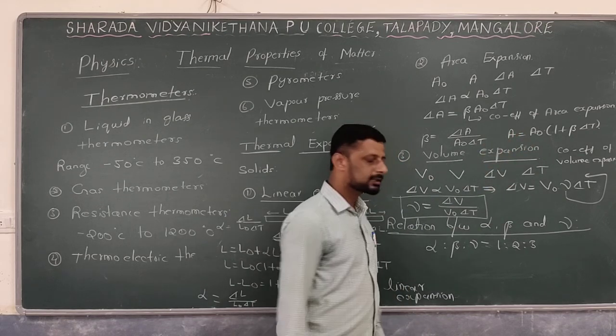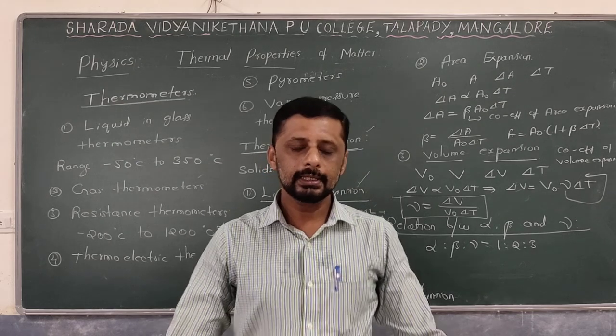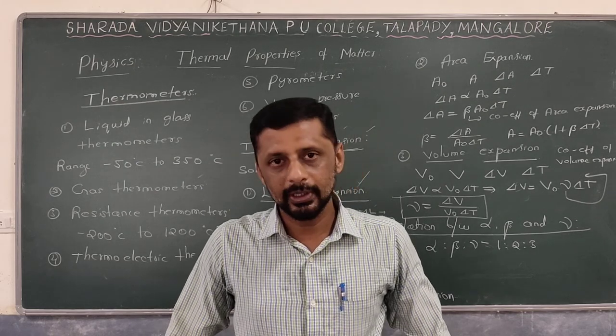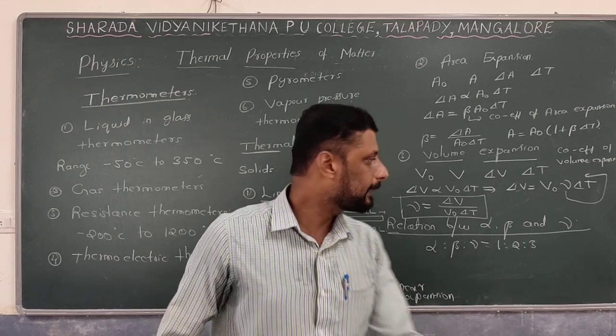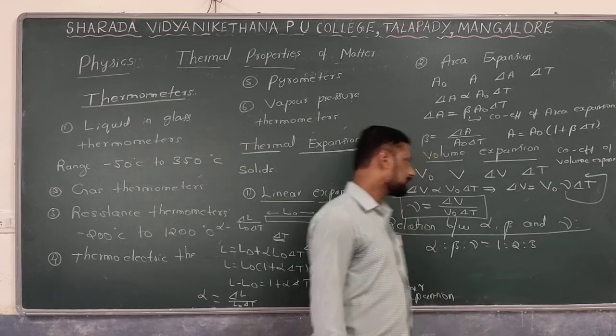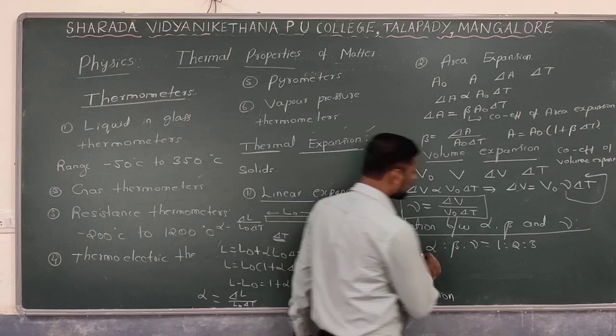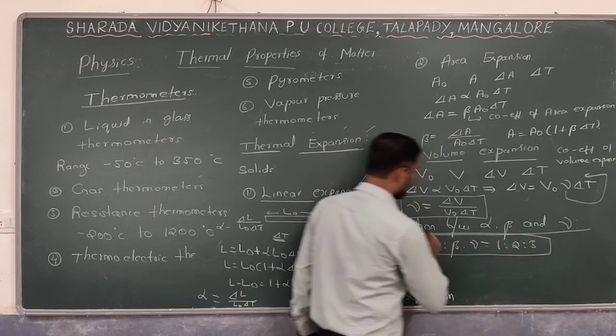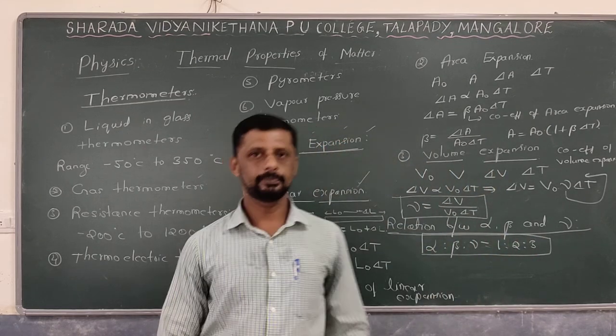The third type of expansion is volume expansion. It is the increase in volume of the solid with the increase in temperature, and the constant is called the coefficient of volume expansion, gamma. And the ratio alpha is to beta is to gamma is equal to 1 is to 2 is to 3.